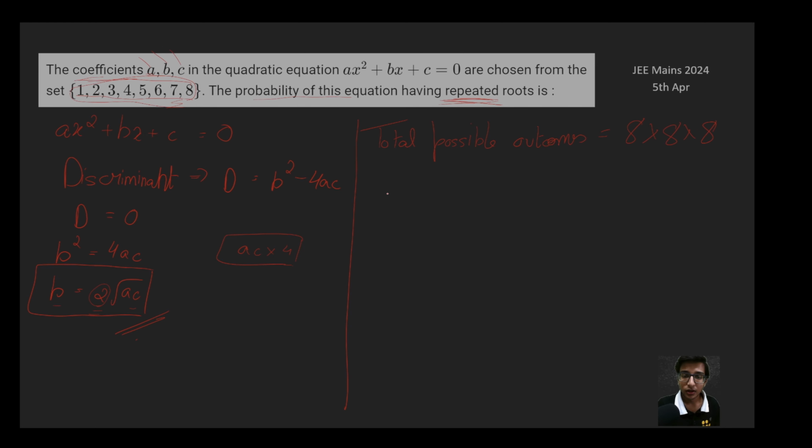So our probability of finding repeated roots becomes favorable outcomes by possible outcomes. Favorable outcomes are 8, possible outcomes is this, so from here we get 1 by 64 as our answer.